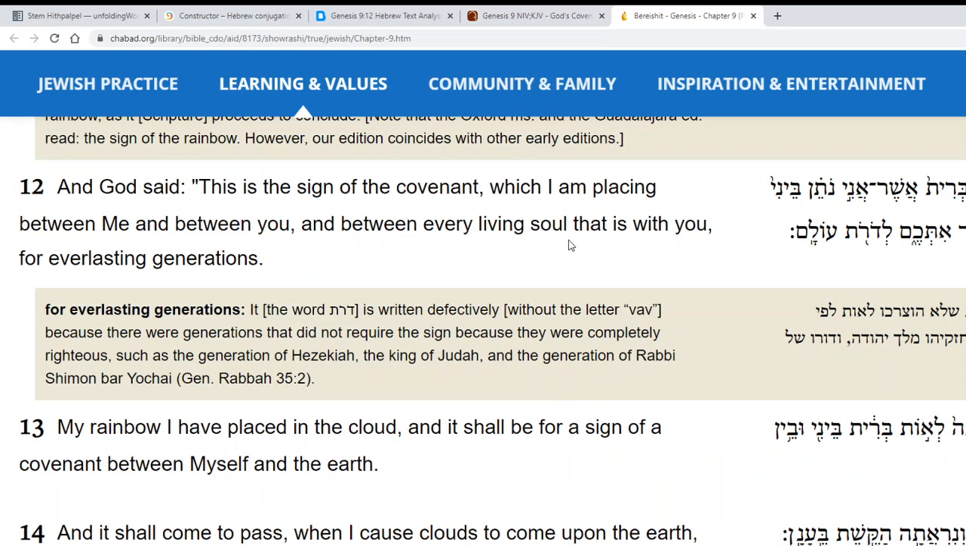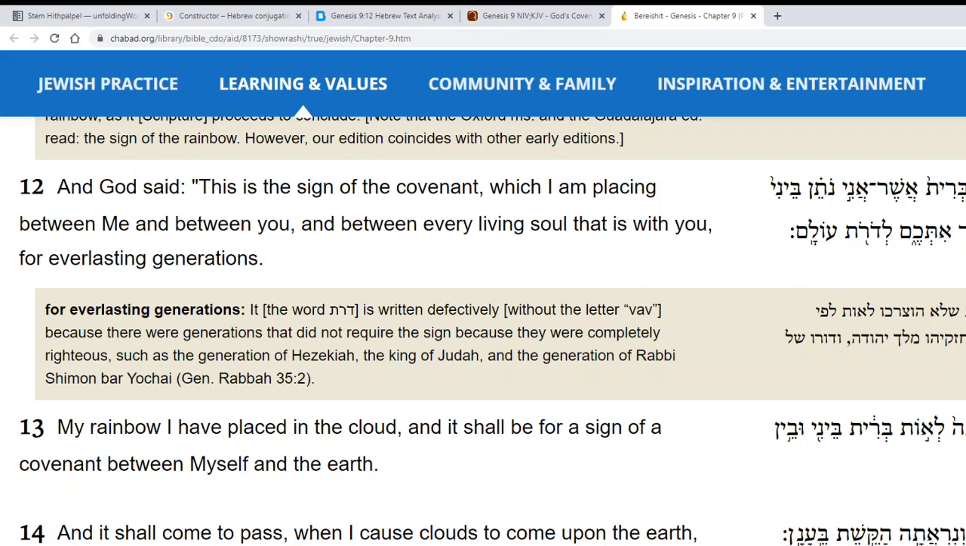Let's look at Chabad, verse 12. And God said, this is the sign of the covenant, which I am placing between me and between you. So they're translating Natati as Ani Noten, I am placing. And between every living soul that is with you for everlasting generations, right?